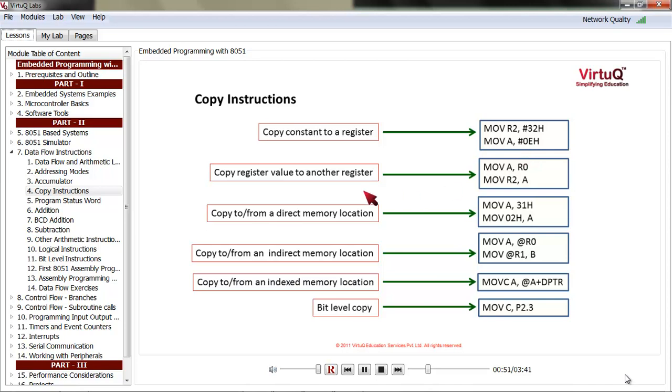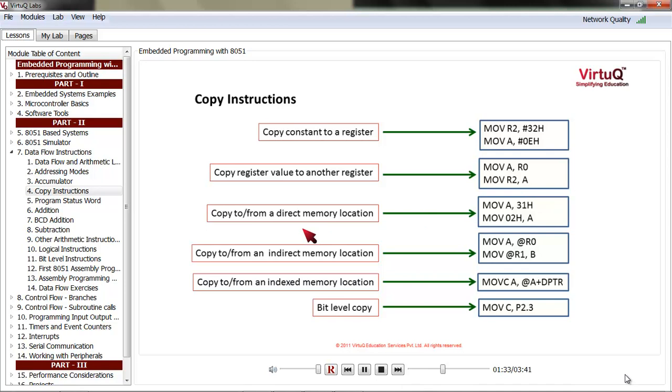The second flavor of copy is copy register value to another register. So here we are showing two different examples where in the first example, the value of register R0 is being copied to accumulator. In the second example, the value of register A is being copied to register R2. So in these instructions, both the operands will be register values. And as you can guess here, this instruction is going to be a 1 byte instruction, since there is no immediate value, the entire instruction can fit into 1 byte.